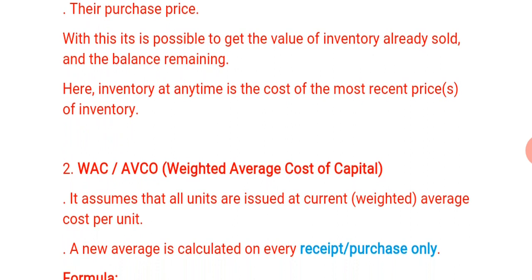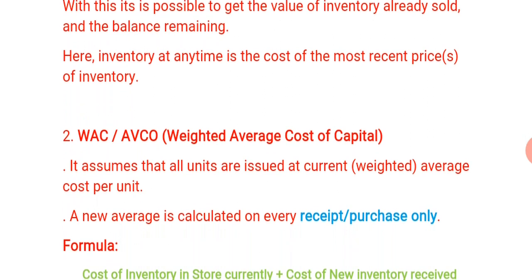So we have it here as it assumes that all units are issued at the current weighted average cost per unit. Average cost per unit, so average total cost divided by the number of units. A new average is calculated on every receipt or purchase. Only when there's a new receipt or purchase do you calculate a new average, because when there's a sale the average doesn't change. Only when there's a new receipt at a different value does the average change.